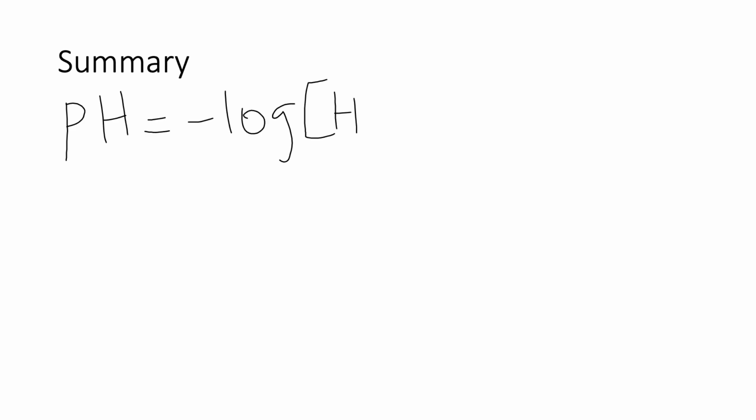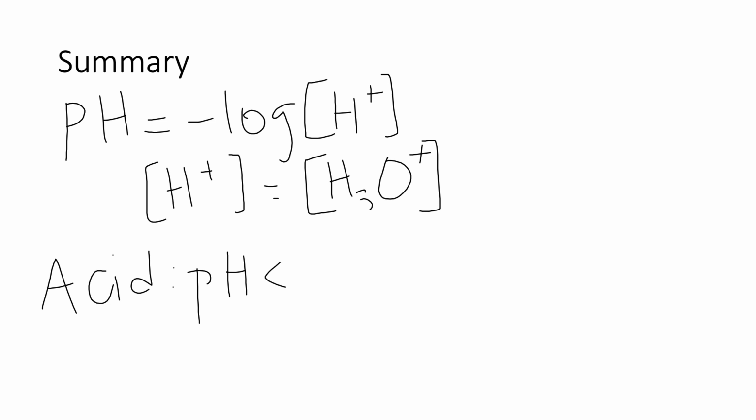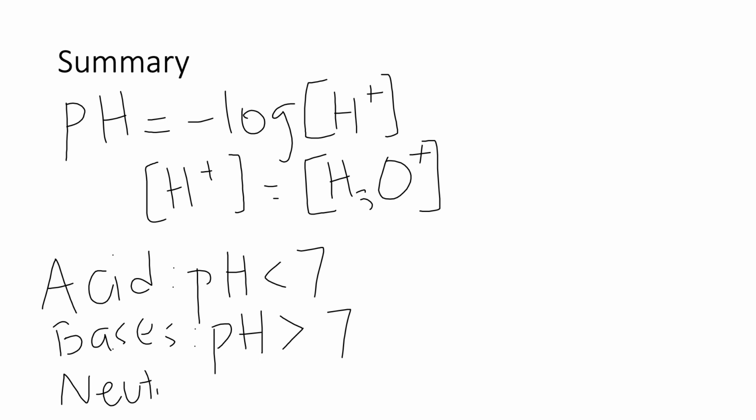So the summary of what you need to know for pH calculations is that the formula for pH is negative log of your H+ concentration. Keep in mind that H+ is the same as H3O+. Also, you need to know that an acid has a pH less than 7. Bases have a pH greater than 7. And neutral solutions have a pH equal to 7.